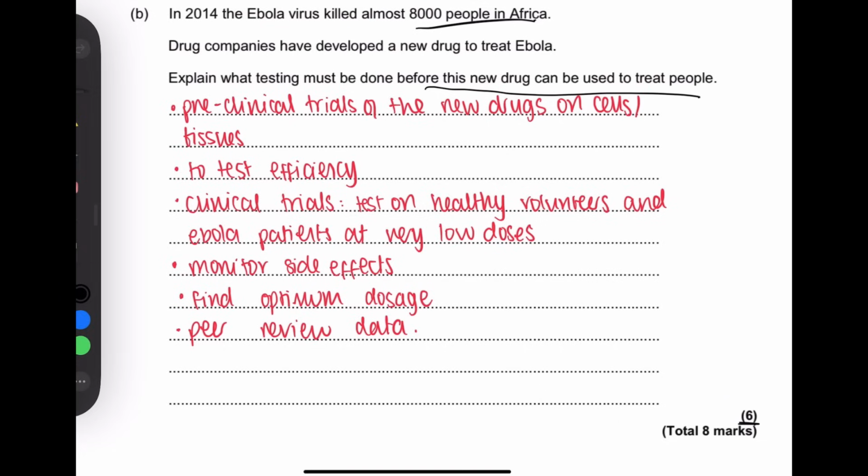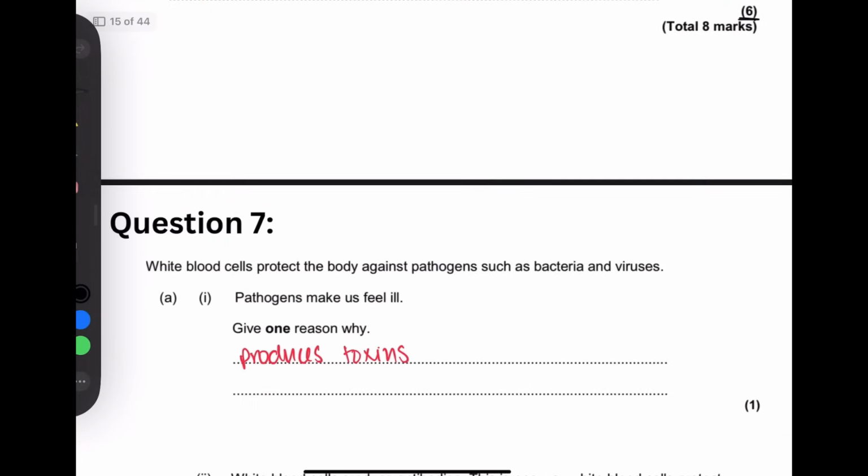Then you do the trials, starting at very low doses. This allows you to monitor the safety and the side effects. You then do trials to find the optimum dosage and test for efficiency. Once you do this, you peer review the data with different scientists, which helps prevent any false claims. From there, it can be used to treat people once it's effective and has gone through all these procedures.